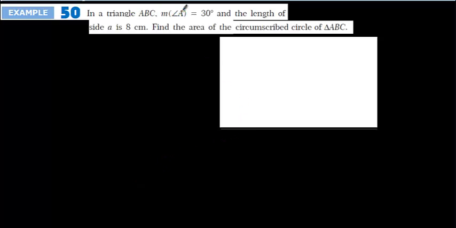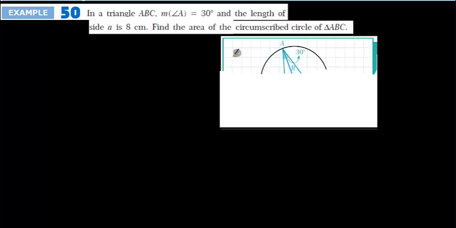In a triangle ABC, the measure of angle A is 30 degrees and the length of side a is 8. Find the area of the circumscribed circle of ABC. I didn't draw the figure, but there is already a figure here, and if we show the figure, it's going to be in this form.